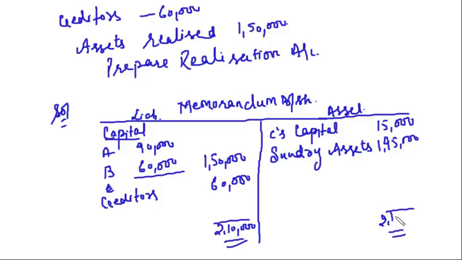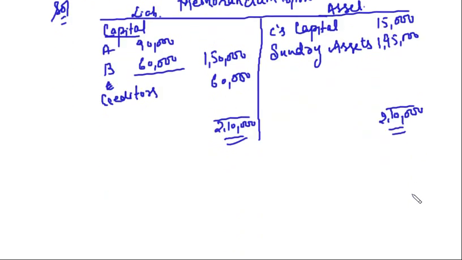Clear? How you prepare memorandum balance sheet? From the information regarding the balance sheet, you have to prepare simply the balance sheet and find out the amount of sundry assets that were appearing in the books, that have been sold, and amount realized from that sale of assets is given to you in the question. Now you can prepare the realization account, isn't it? This is what they have asked for.